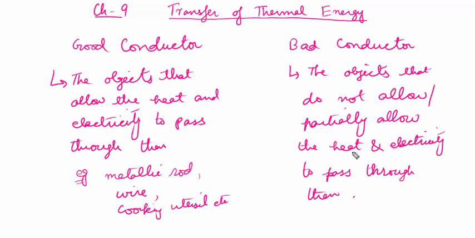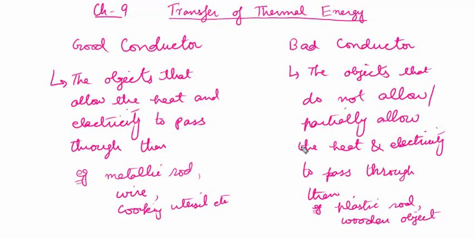Now for the bad conductor, I can consider the example of a plastic rod, a wooden object, or some thermopore sheet. So they will be considered as the bad conductors. They do not let the heat or electricity pass through them.